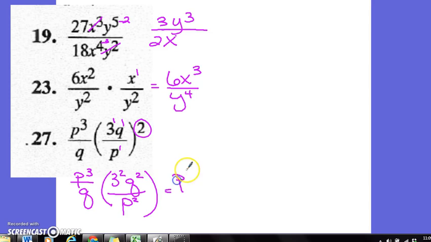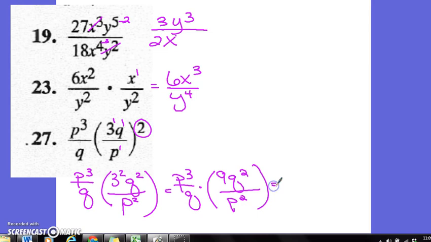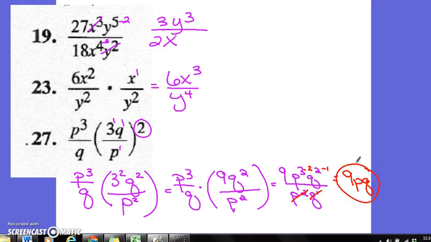So you get p cubed over q times 9q squared over p squared. Altogether, that's going to give us 9p cubed over q squared divided by p squared over q. Don't forget your 1. Then you have to start figuring out what to subtract off, we subtract off the 2. So you're going to get the 9 stays the same. We have a p, 3 minus 2 is 1. Subtract off the 1 from the q, you get a q. There is your answer.